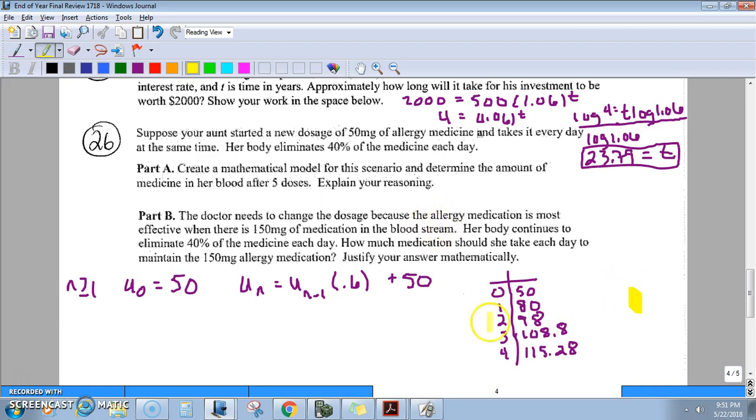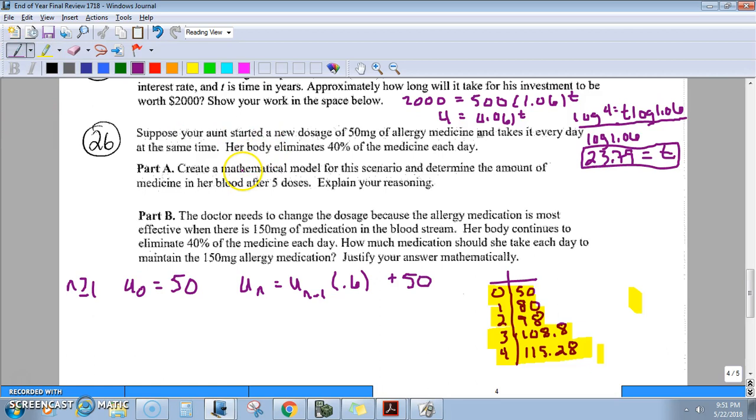All right, you guys, so after a couple more times, we figured out that after her 5th dose, she would be at 115.28. And even though it's the 4th input, since we started at 0, that's actually the 5th dose. 1, 2, 3, 4, 5. So just be careful at that. You can start with 1, 2. That might be less confusing for you.